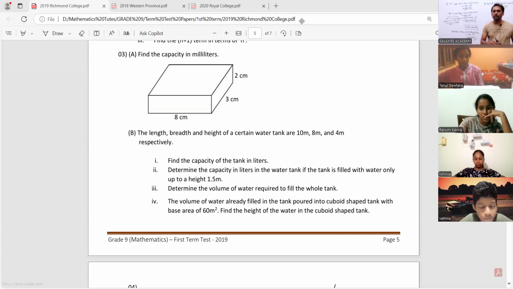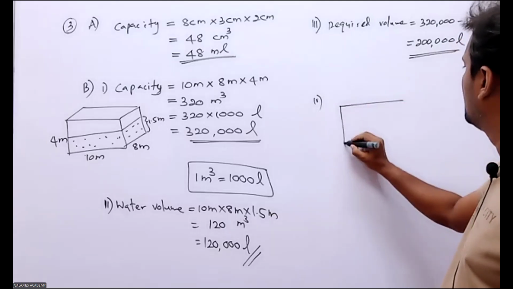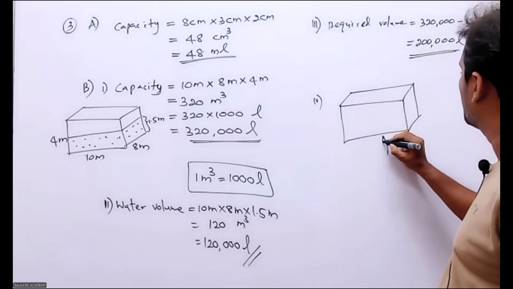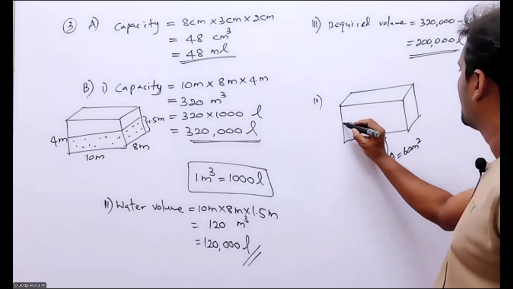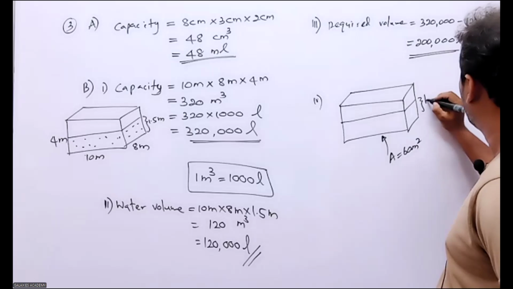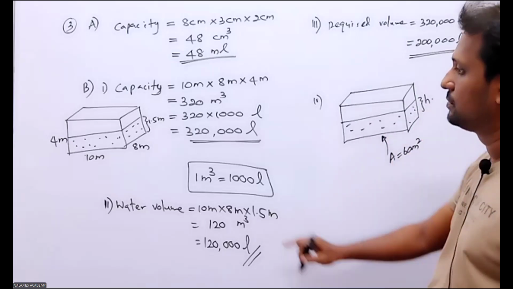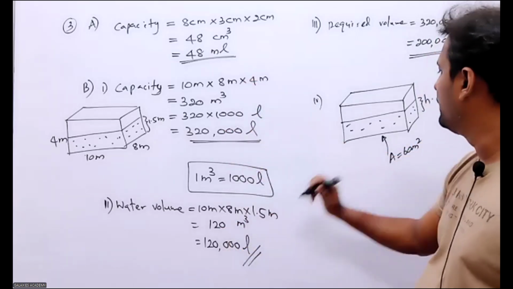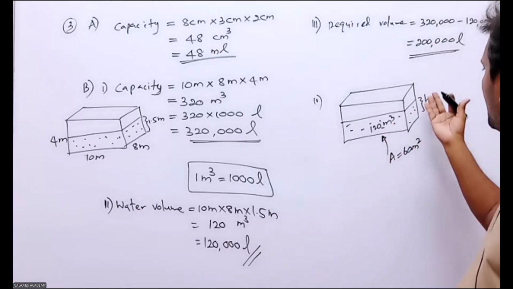So what you have to do, you think this is the tank, this base area is given, this area is 60 square meters. Then you think it is filled up to H. What is the water volume? This volume, no? 120 cubic meters. Then you have to find the H.